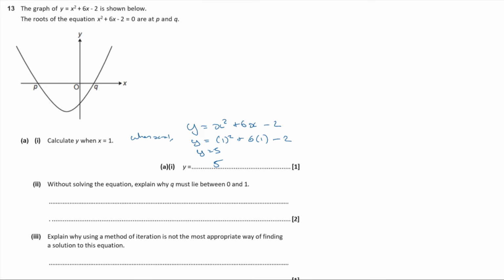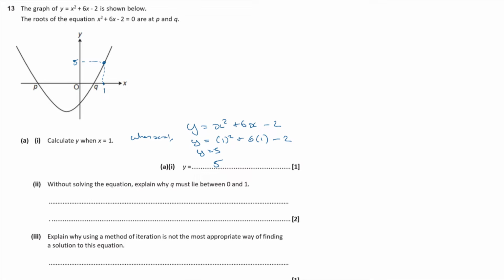Without solving the equation, explain why q must lie between 0 and 1. Well, we've already just worked out what it is at 1. At 1, we worked out that the value of the equation was 5, which is positive, isn't it? So at 1, we can see the graph is positive. At 0, we can see the graph is negative. So somewhere between 0 and 1, it stopped being negative and started being positive, which means it crossed the axes, which means the root lies between 0 and 1.